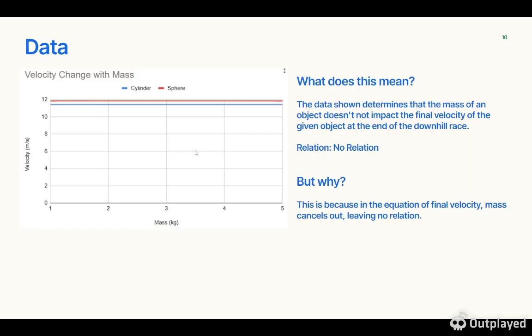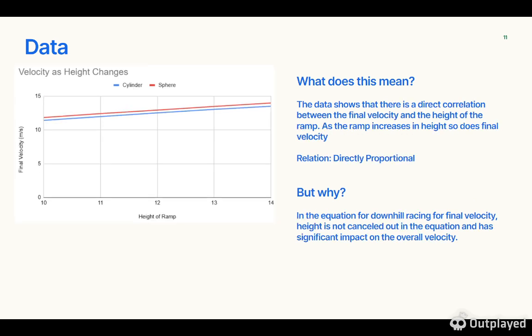Data. This is the data for velocity change with mass. We can see that for this graph, there appears to be no change as far as the final velocity. The data shown determines that the mass of an object does not impact the final velocity of the given object at the end of the downhill race. There is no clear relation, but why? This is because in the equation of final velocity, mass cancels out, leaving no relation.